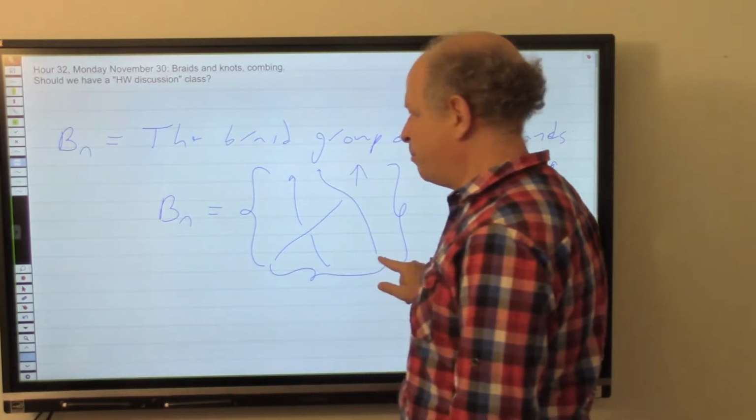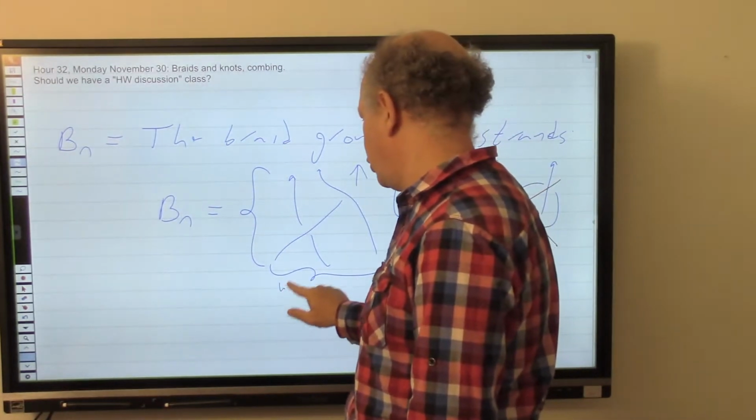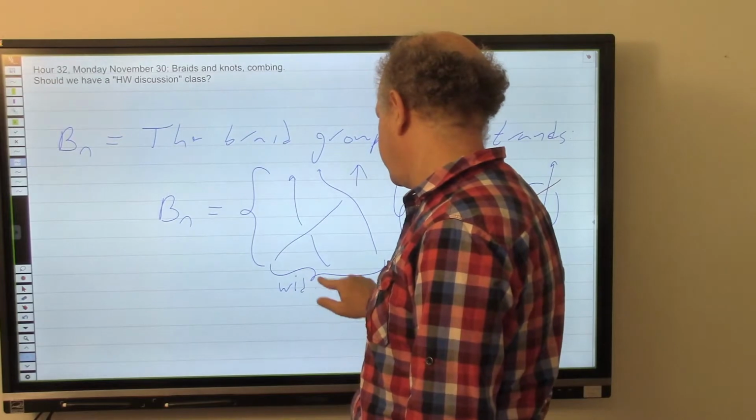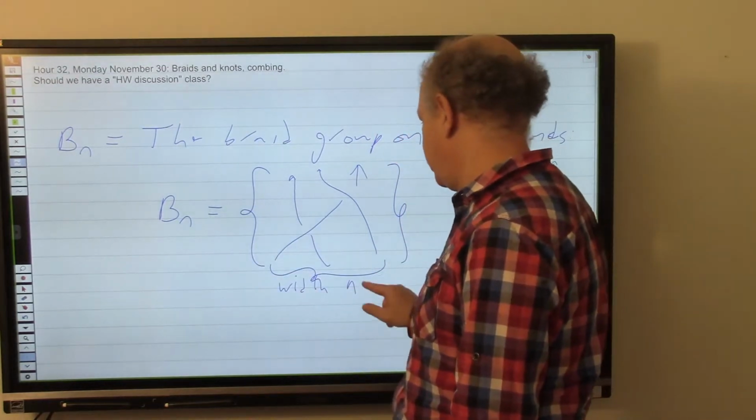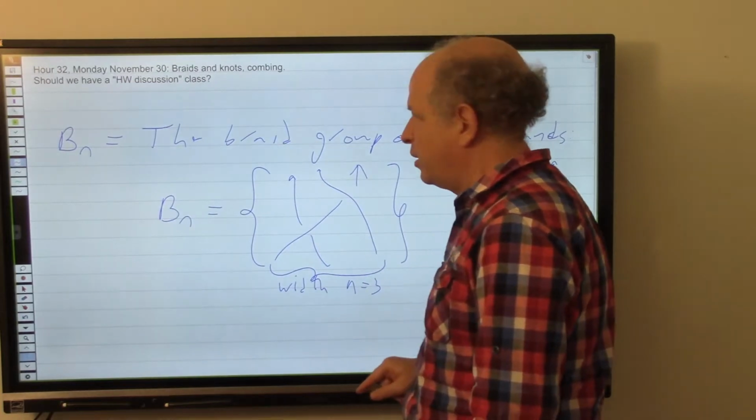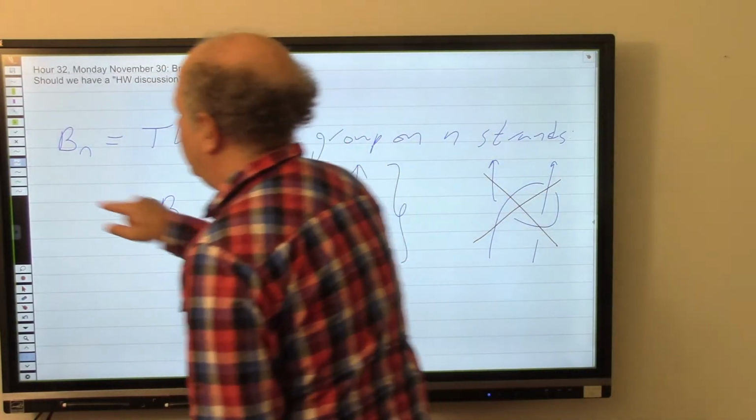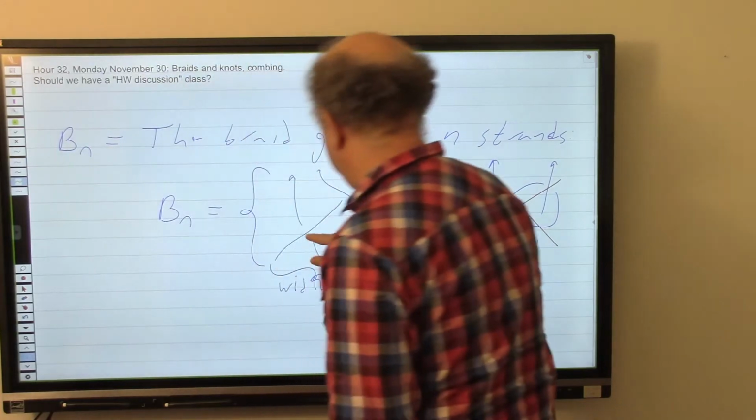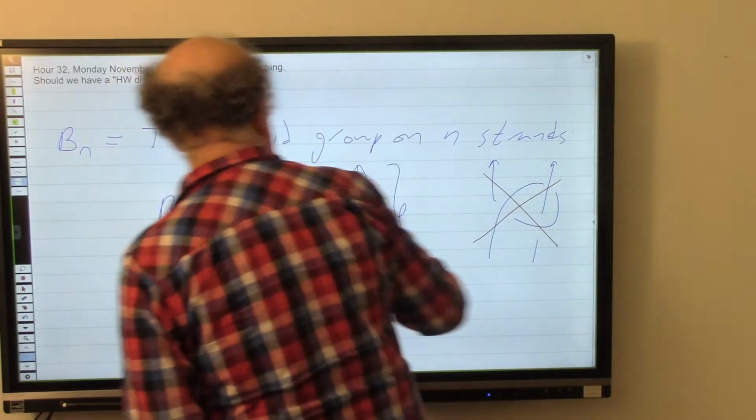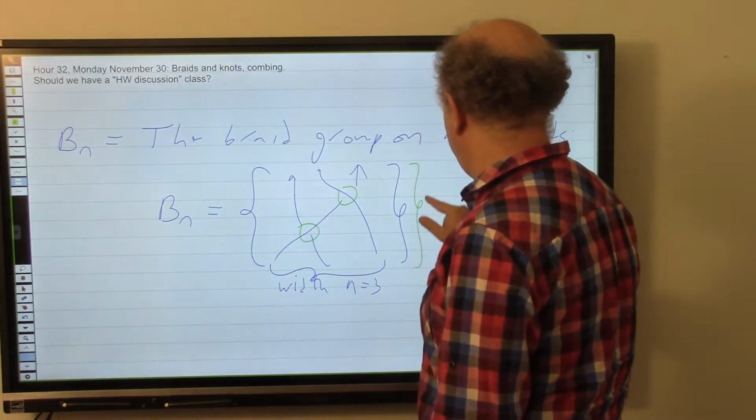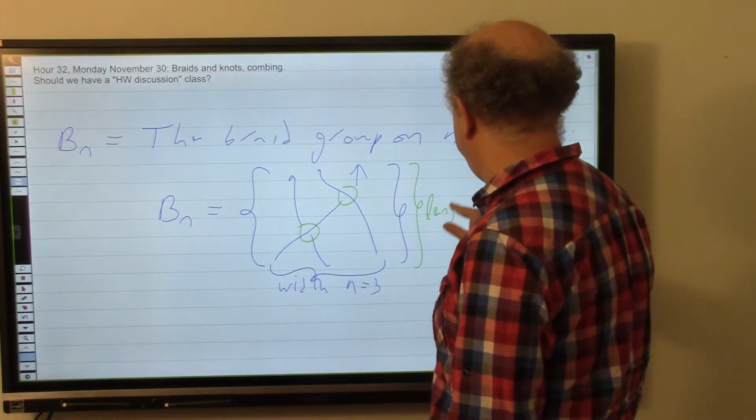And just names. So the number of strands is also called the width of the braid. So in our case it's n, or in our case it's 3. And a braid has a number of crossings, and the number of crossings is often called the length of the braid.